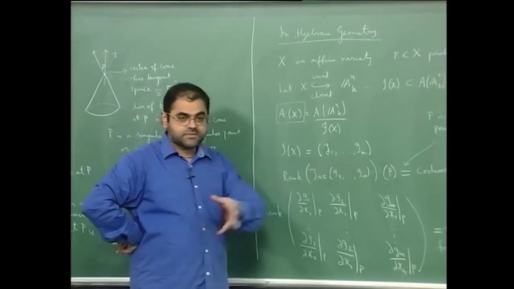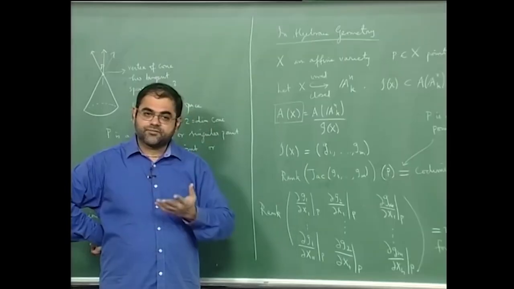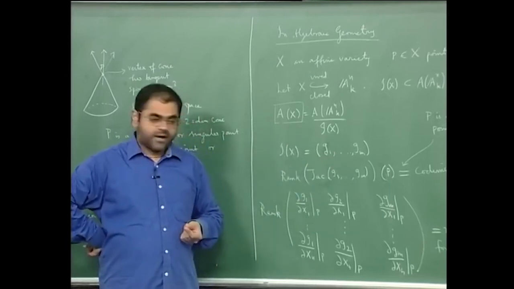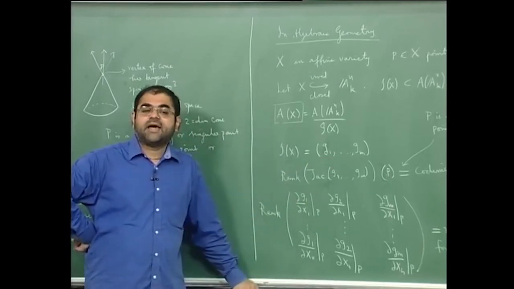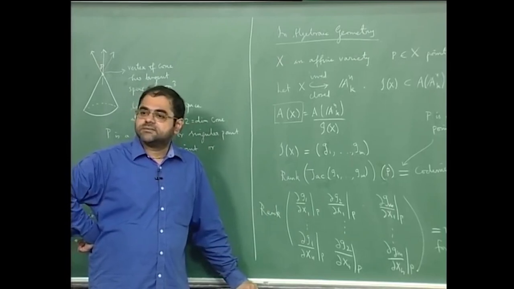G1 through GM may be one set of generators. I may find these are M generators. I may find some different number of generators, and they may be all completely different polynomials. And again, I do this computation. What is the guarantee that my definition is consistent?